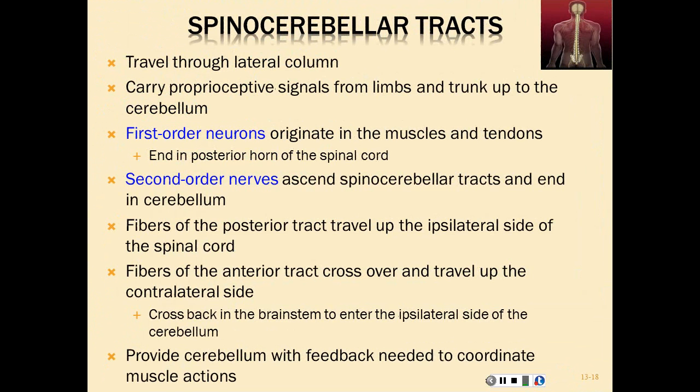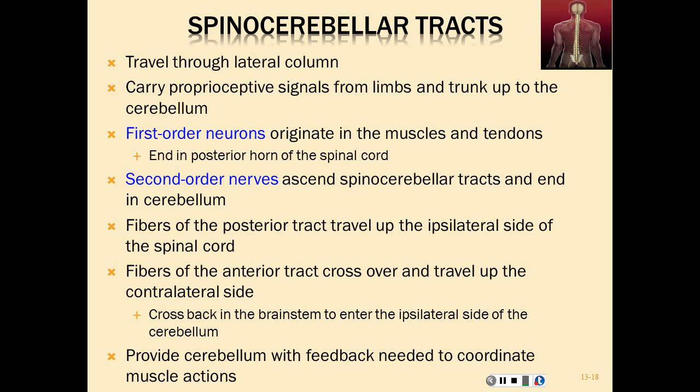And our last ascending tract is our spinocerebellar tract. Now the posterior and the anterior spinocerebellar tracts travel through the lateral column. They carry proprioceptive signals from the limbs and trunk to the cerebellum. Now the first order neurons originate in the muscles and tendons and end in the posterior horn of the spinal cord. They're going to synapse with the second order of neurons and send fibers up the spinocerebellar tracts and end in the cerebellum.